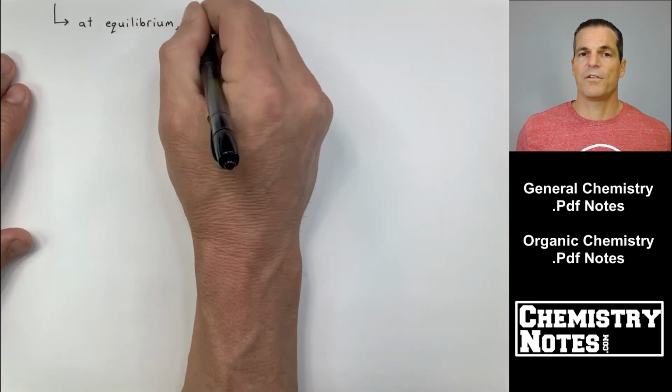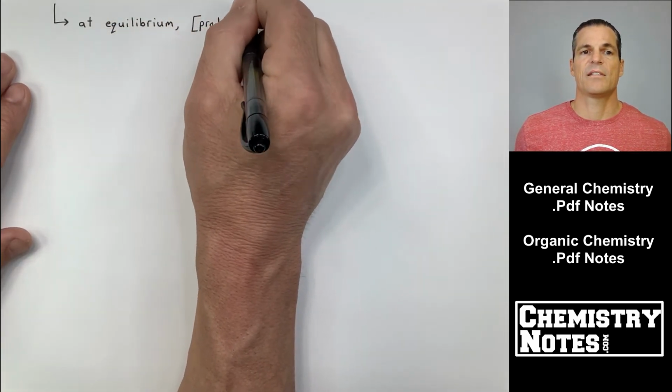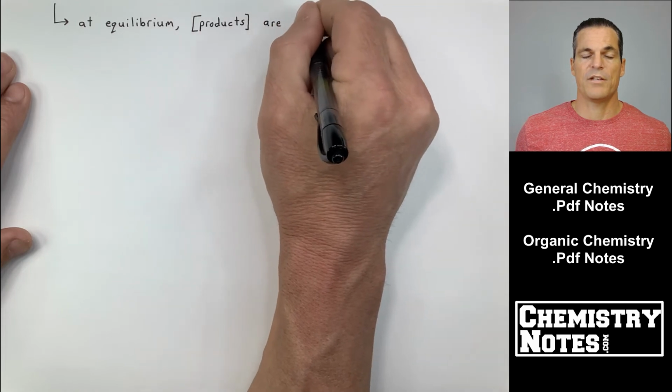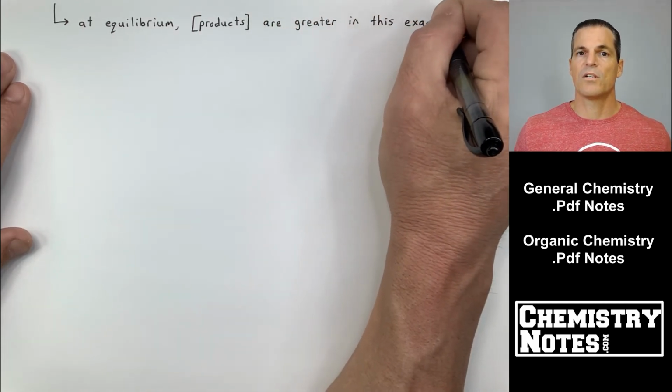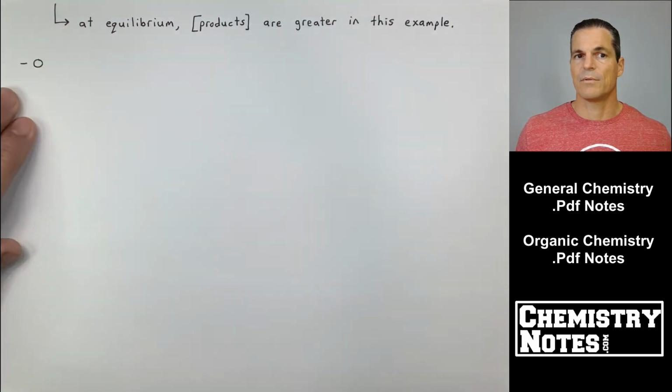So still referring to that graph on the last page, it says at the top of our new page of notes here, at equilibrium, the concentration of products is greater in this example. All right?